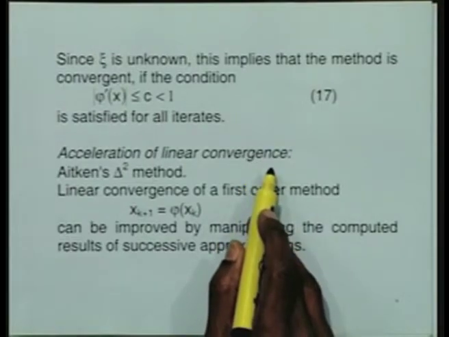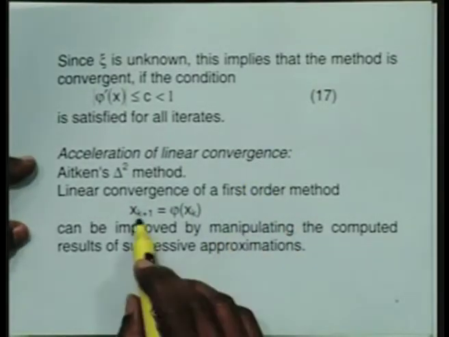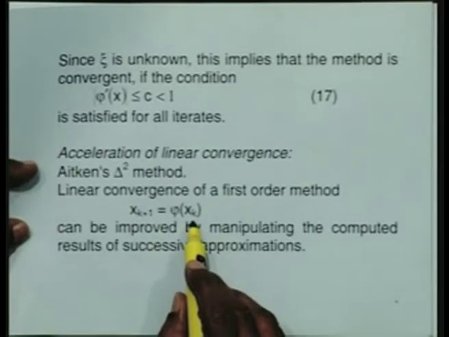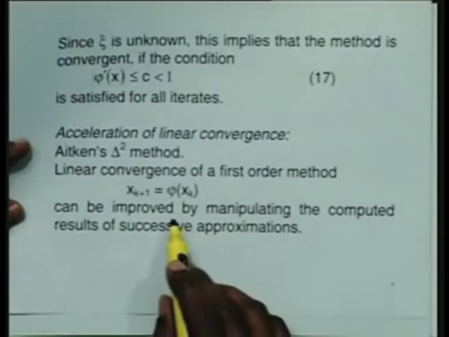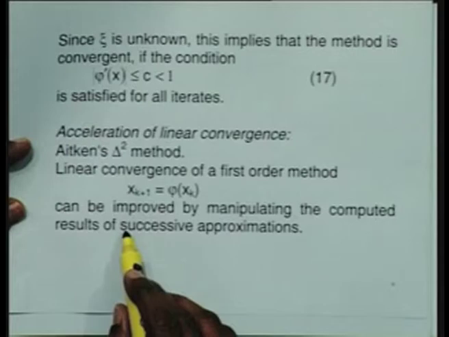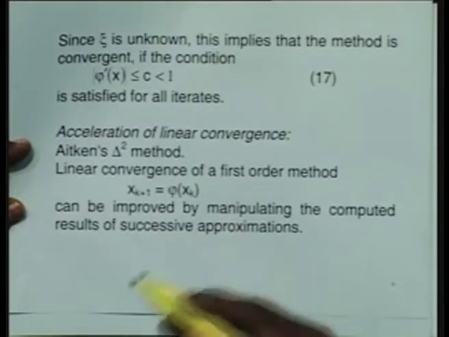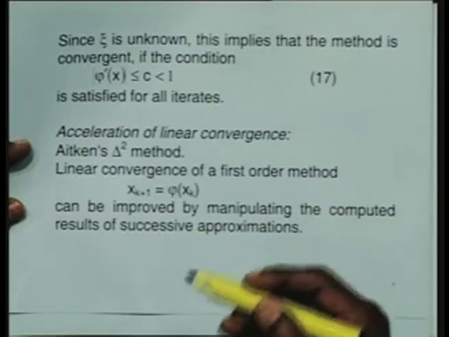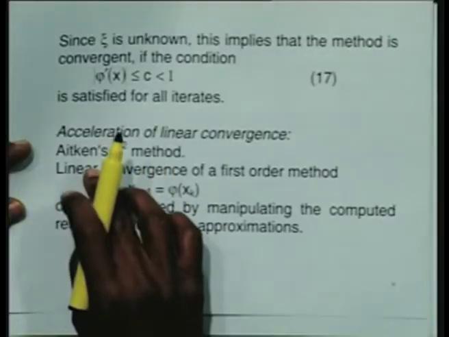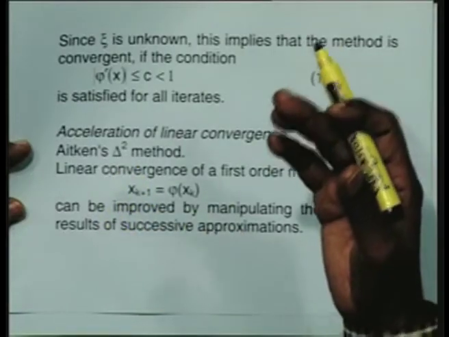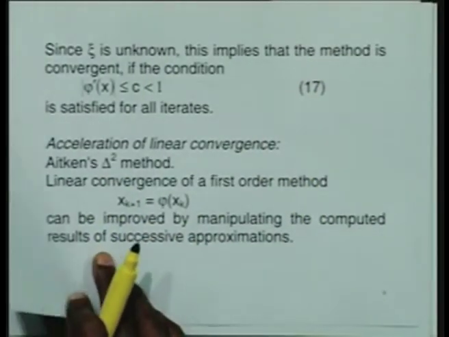Now, we start over with the method x_{k+1} equals phi of x_k. What we are saying is that we want to manipulate the computed results of successive approximations to produce a better result. That means I would like to produce a new value such that it is obtained as if from a higher order method; not in this case a first order method, it is as if it is obtained from a second order method. How do we do it? It is a very simple manipulation.